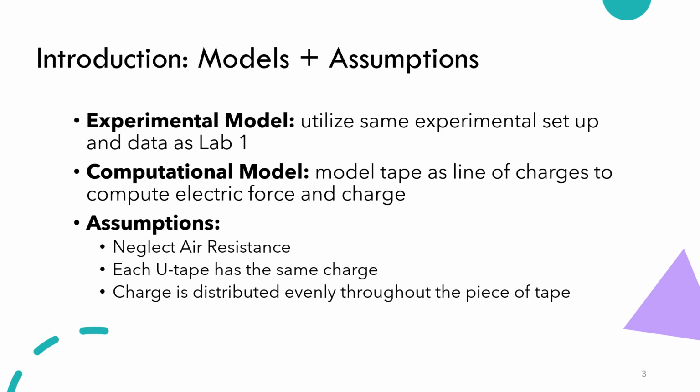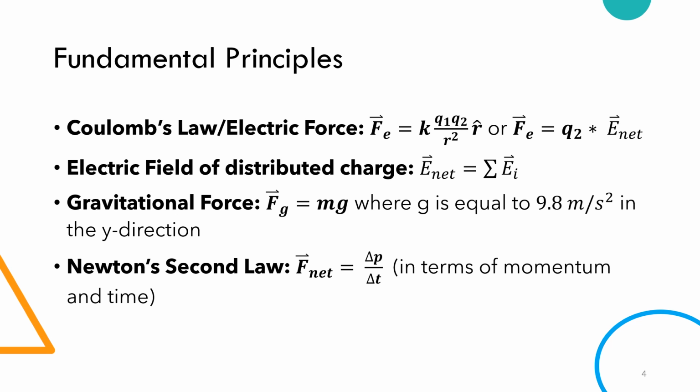For our fundamental principles, we first have Coulomb's law, which allows us to compute the electric force of one charged object on another charged object, like in the case of our charged tapes. Since we are working with distributed charges in this lab, we can use the principle of superposition, which allows us to approximate the net electric field as the sum of electric fields calculated for smaller pieces of the charged object. Gravitational force also comes into play because it is acting on the tape in the negative y direction. Newton's second law is also applicable because it tells us that when the momentum does not change, the net force on the object is zero, so all the forces must balance one another.